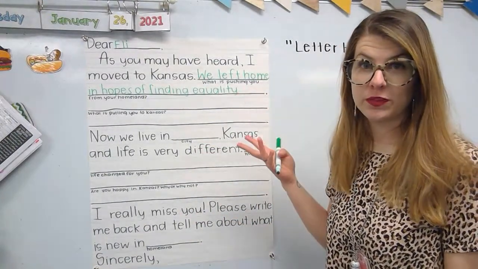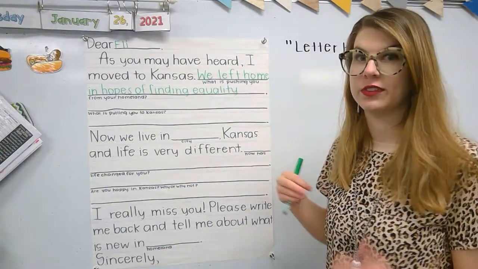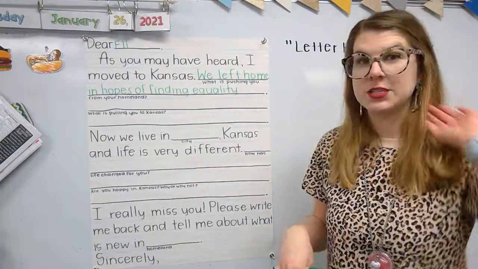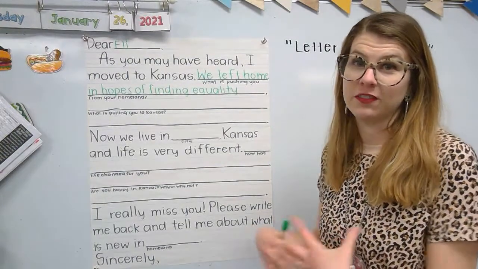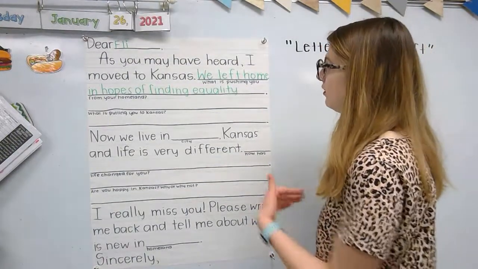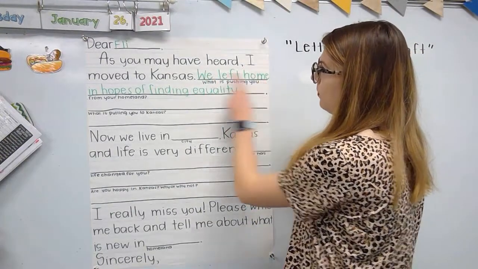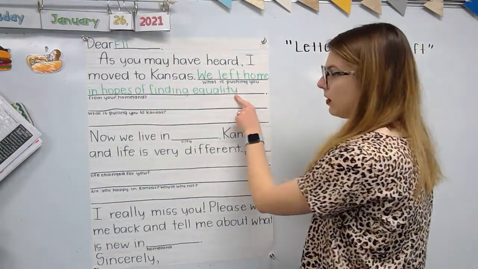The reason why my group of settlers left where they were living, which was Kentucky, Tennessee, and the South, is because they were freed slaves who were hoping to leave a place of discrimination and find equality. So I wrote that my push factor says, we left home in hopes of finding equality.